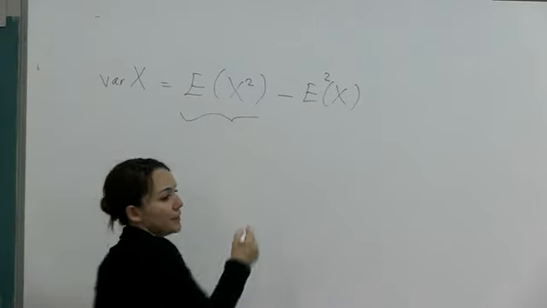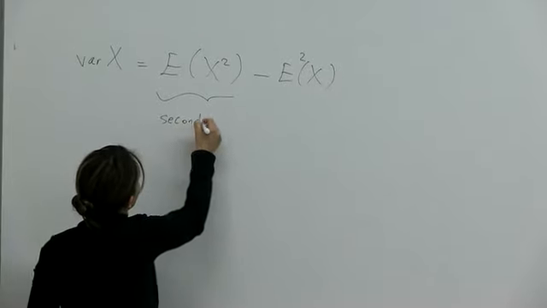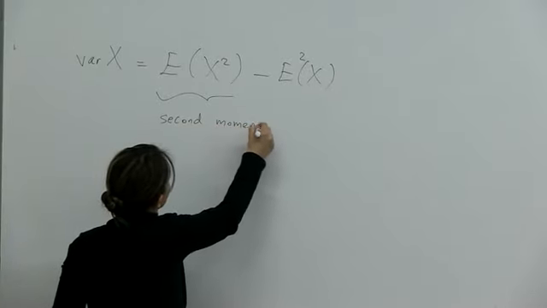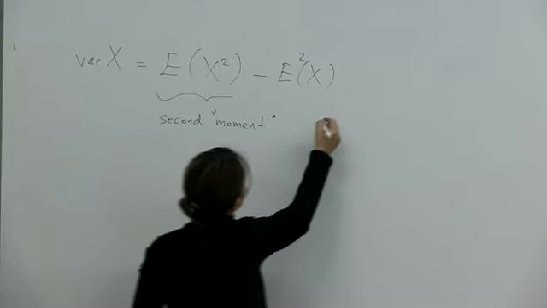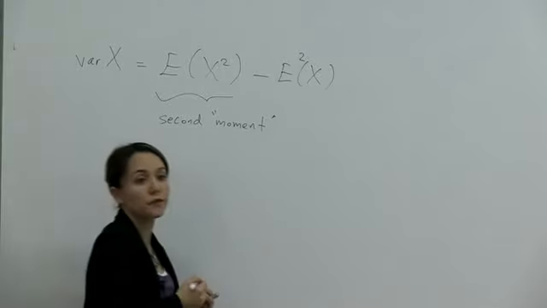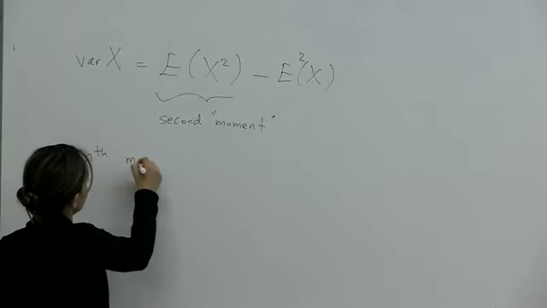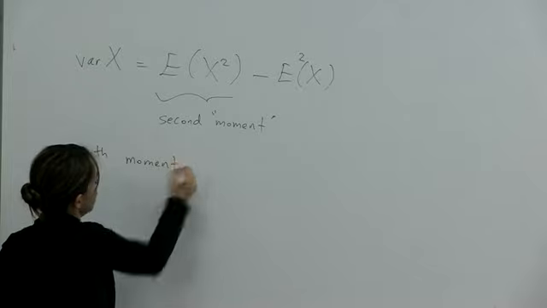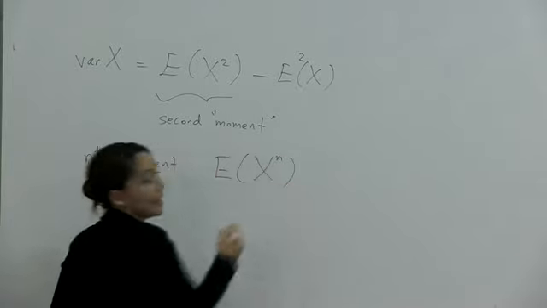Now, what is expectation of X squared? This is the second moment for the random variable X. What is the expectation of X? Expectation is the first moment. In general, the nth moment of a random variable is the expectation of X raised to the power n.